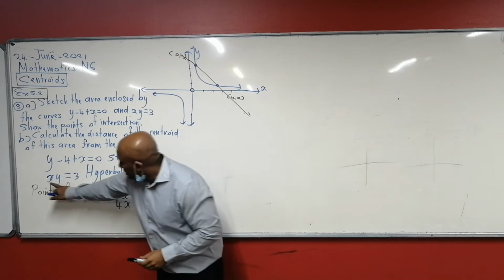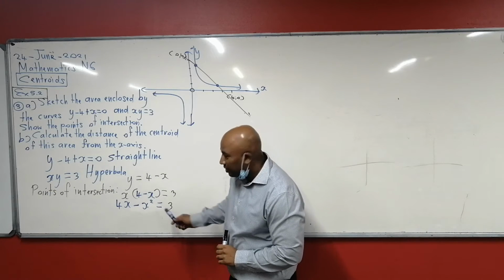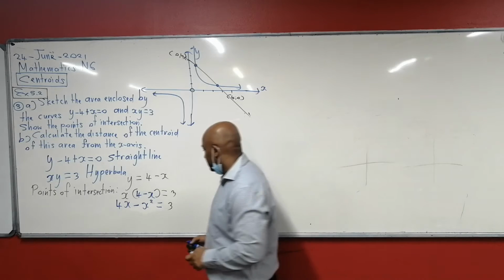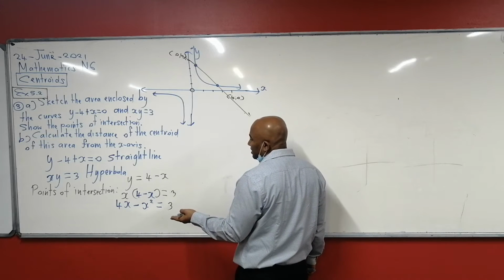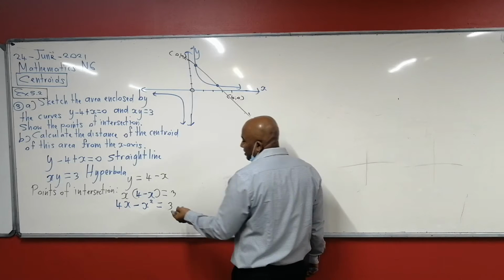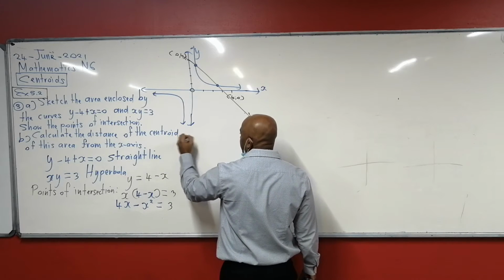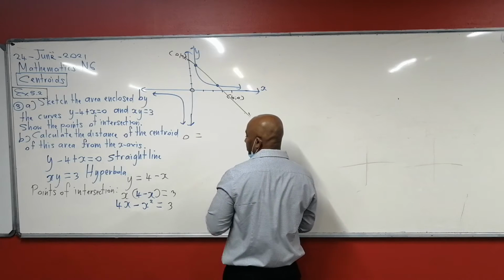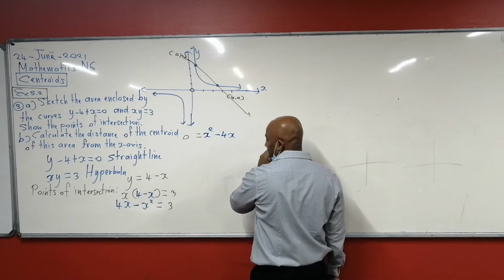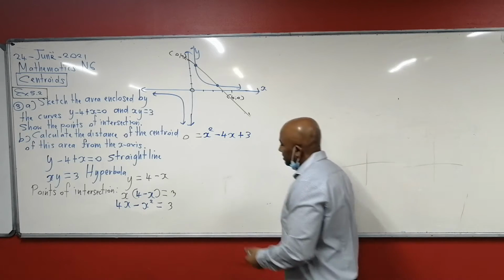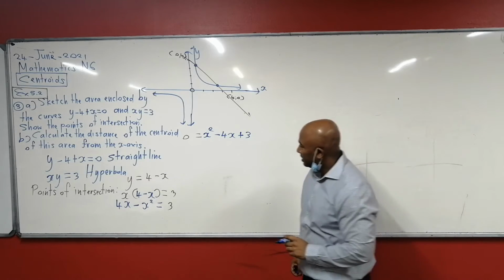Alright, so I've got x times y equals 3. Now, we need to solve for x. So now we have a quadratic. Let's make this equation equal to 0. Let me take everything to the right hand side, so I want a 0 on the left. So it's going to be x squared minus 4x plus 3, now equal to 0.